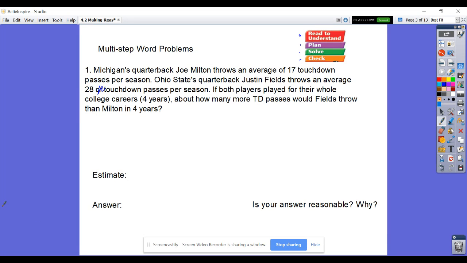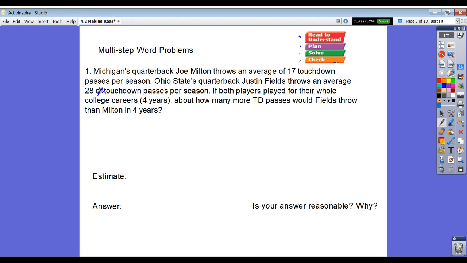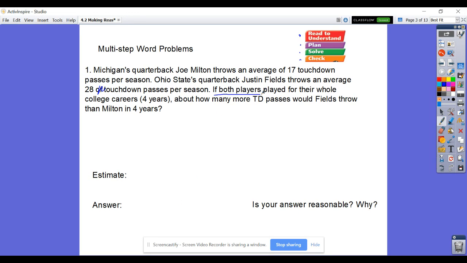If both players played for their whole college career, which is 4 years, about how many more touchdown passes would Fields throw than Milton in 4 years? So the question here, do you spot it? It ends in a question mark. I'm going to underline it. If both players played for their whole college career, 4 years, about how many more touchdown passes would Fields throw than Milton in 4 years?